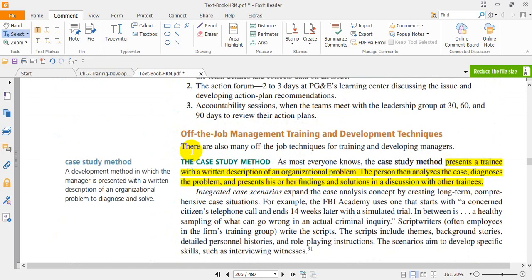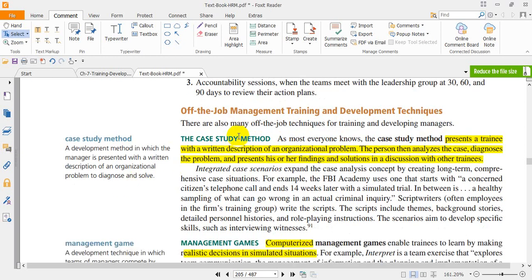Now let's move on to off-the-job management training and development techniques. There are many techniques for training and developing managers off the job. The first technique is the case study method.